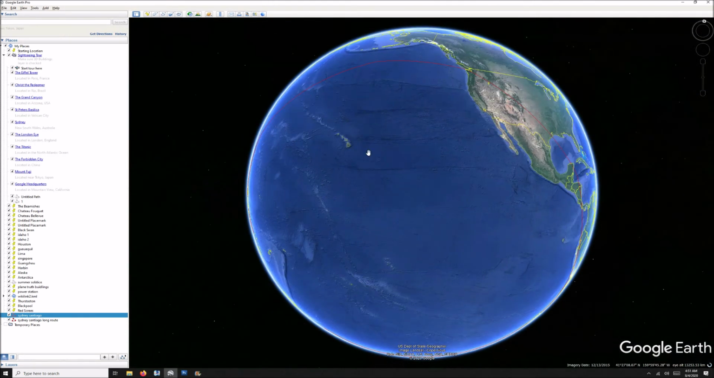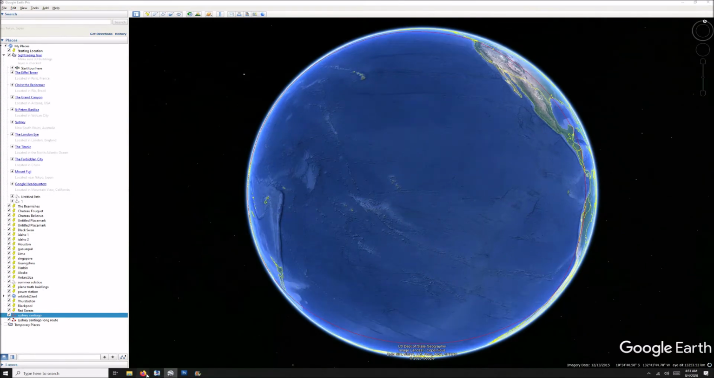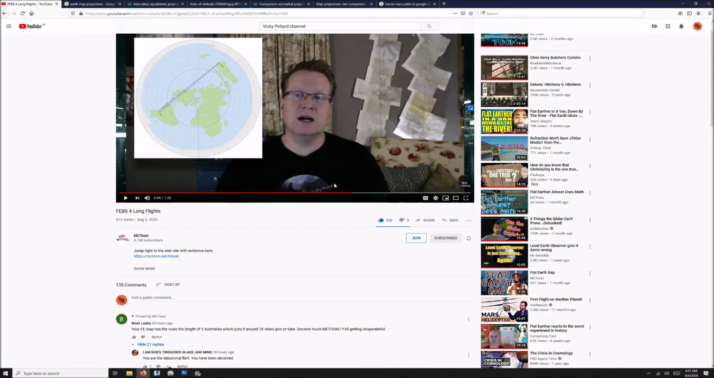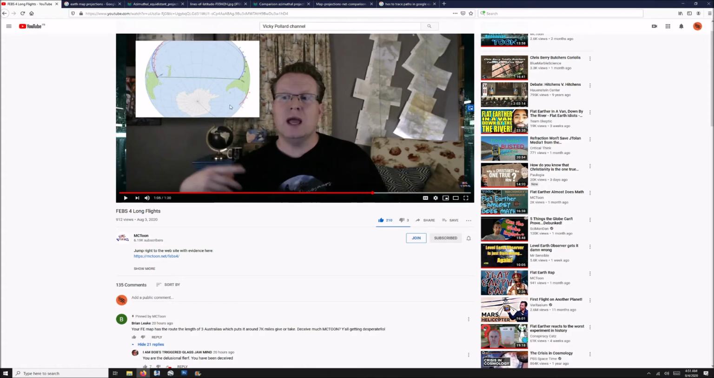Now, if we look at the path that Muktoon showed as the shortest path on a sphere and the path that flights actually take, that's from Sydney on the left, south of New Zealand, fairly near Antarctica, and over to Santiago.